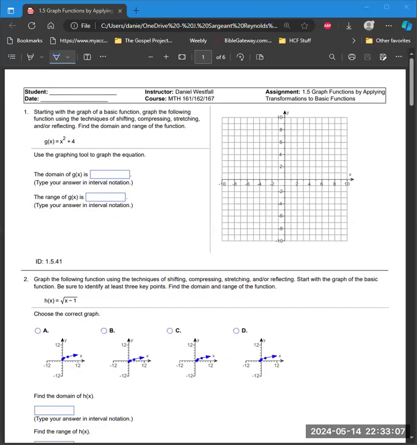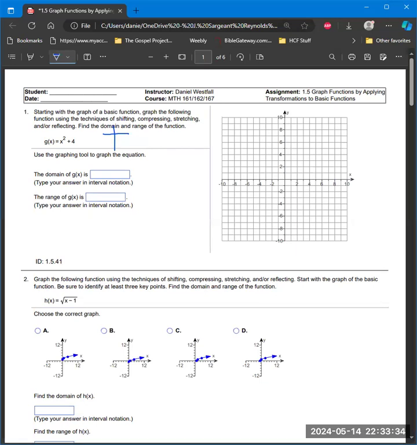In this video, we're going to graph functions by applying transformations to the basic functions. So this g of x here is based off of the parent function y equals x squared, the quadratic function. It looks like a parabola. We'll talk a lot more about parabolas later. Starting with a graph of the basic functions, graph the following function using the techniques of shifting, compressing, stretching, and/or reflecting, and find the domain and range of the new function.